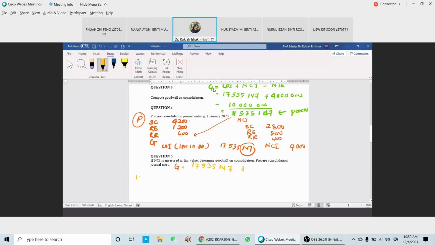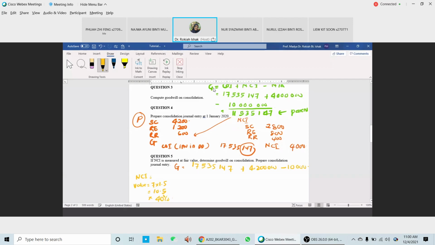Remember that your NCI here, based on fair value, we need to look at the value of DD. The value of DD, we already calculated here, 7 million times 1.5 ringgit. So you're going to have 10.5. From that 10.5, you need to multiply by 40%. So how much do you have here? You're going to have 4.2. This one is for the NCI and then minus 10.